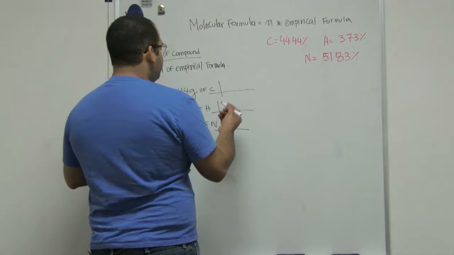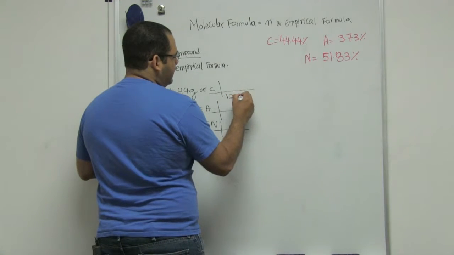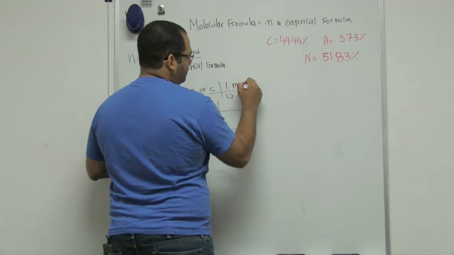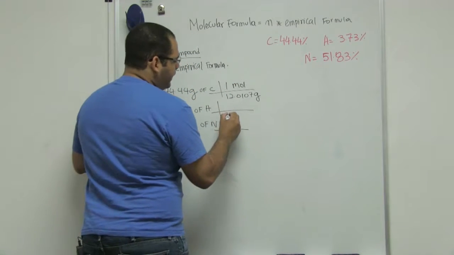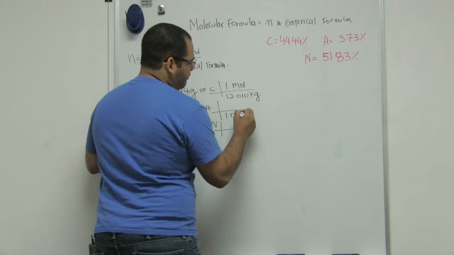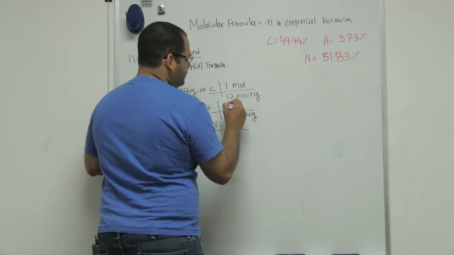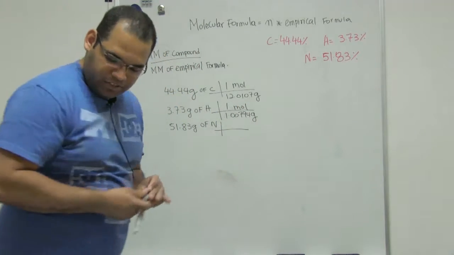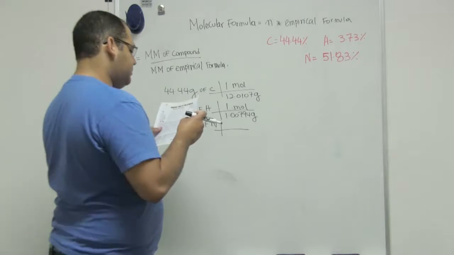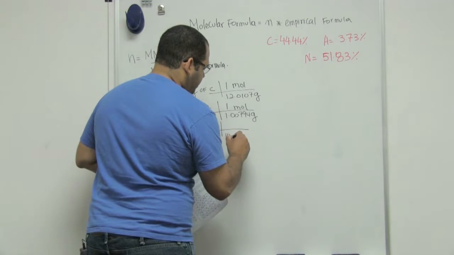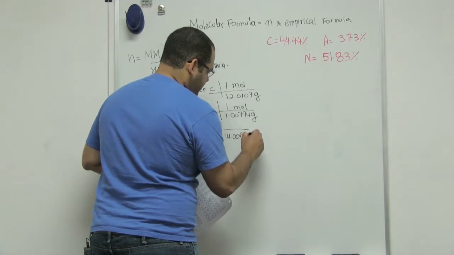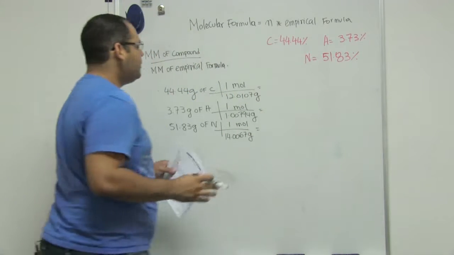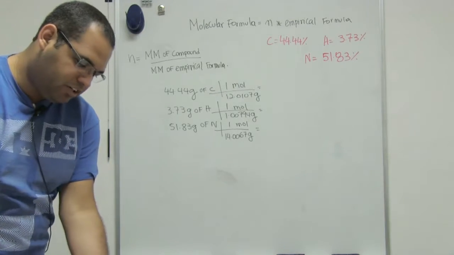I look for the molar mass of each element. I know that carbon is 12.0107 grams for every 1 mole. I know that hydrogen is 1.00794 grams for every 1 mole. And nitrogen, I actually don't know, let me look at the periodic table: 14.0067 grams for every 1 mole. Now I find the moles of each one of these.